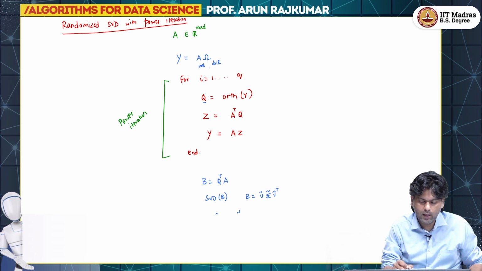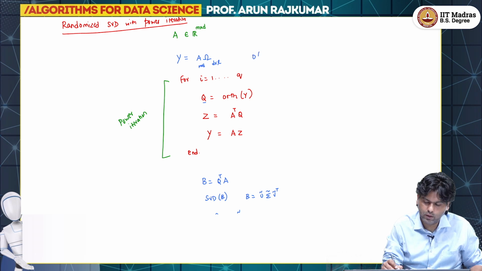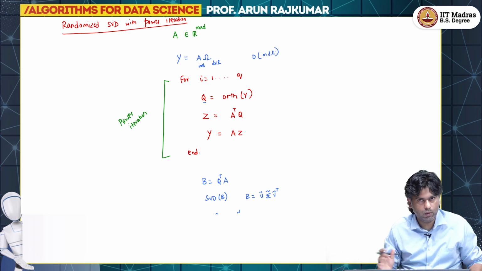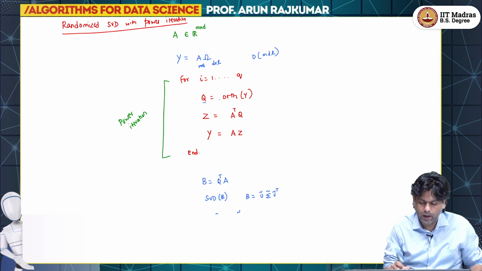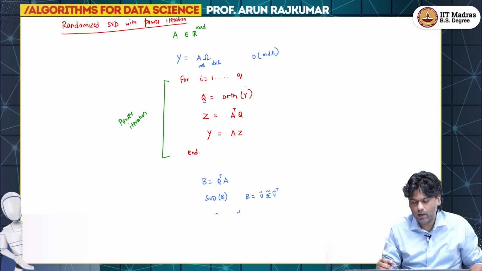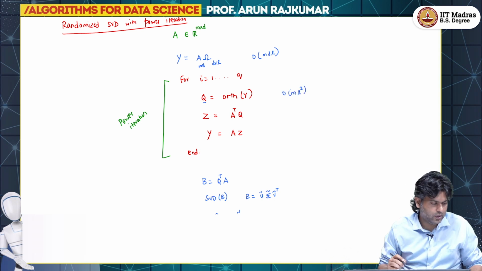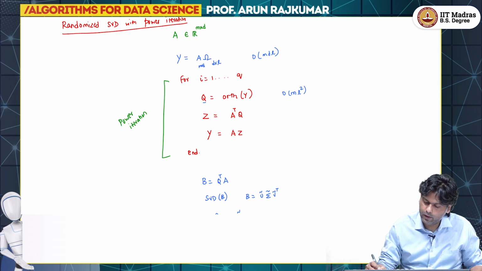So, this step is as usual going to take MDL, and that is still okay for us. Now, I am doing an orthonormalization of Y, and what is Y? Y is M cross L. So, this is going to take ML squared, which is still okay for me. So, the Q that I get here belongs to M cross L, right.